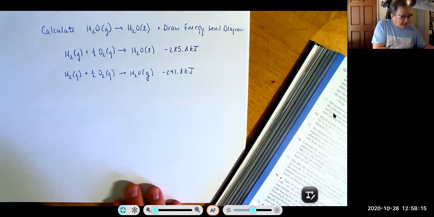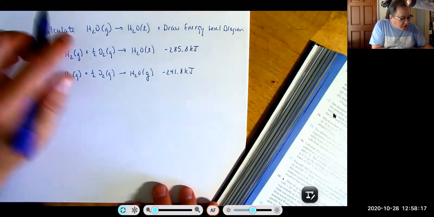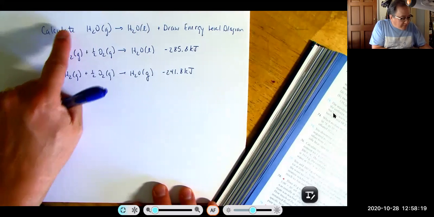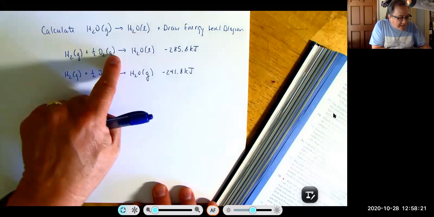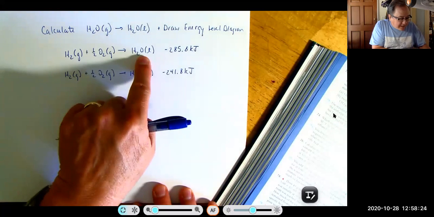Okay, so I'm going to explain it to you. If this is our goal, we want to have a reaction below that has H2O liquid as a product. And there it is.